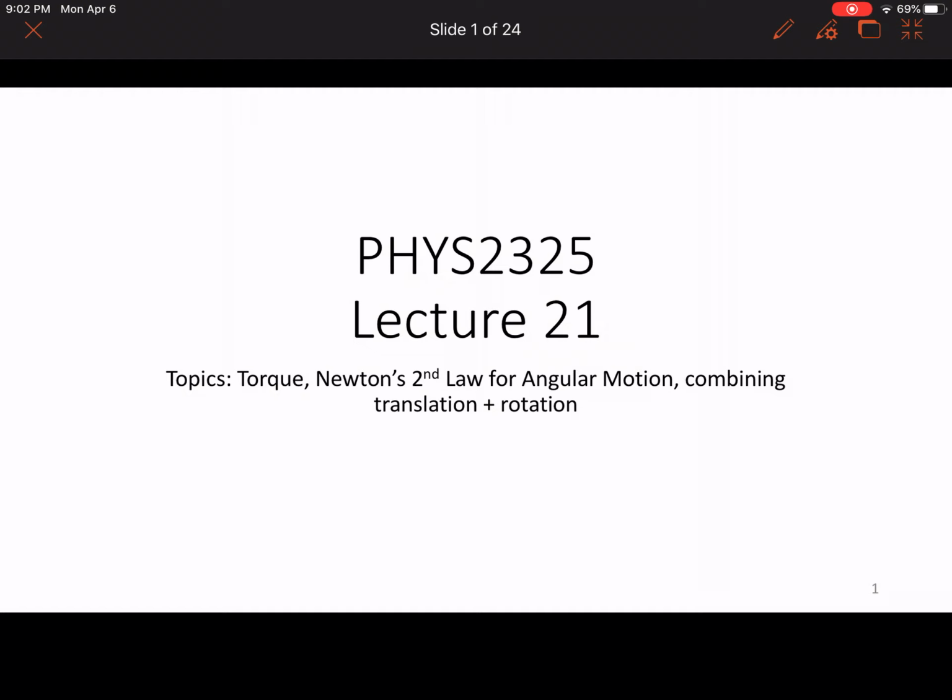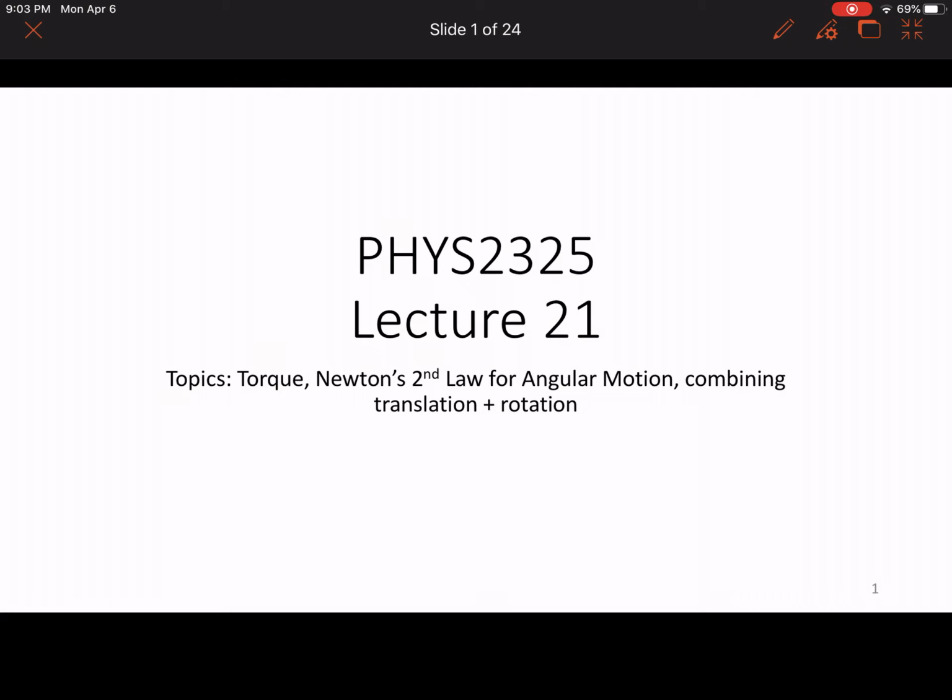Today we're going to go the next step. In the same way we learned Newton's laws for translational motion, we're going to learn Newton's laws, in quotes, for angular motion. So we're going to have to define something to play the role of a force, which is called the torque. We're going to cover Newton's second law, and then we're going to talk a little bit about how these can be applied in situations where you have both translation and rotational motion.